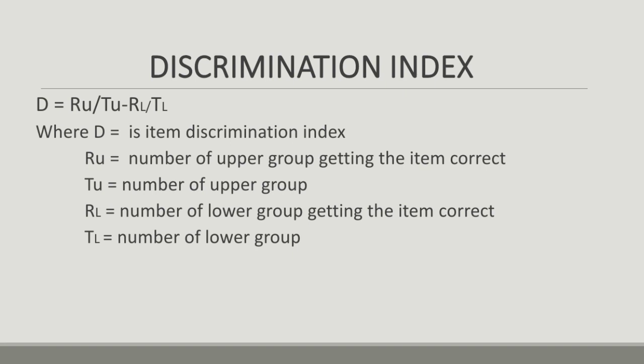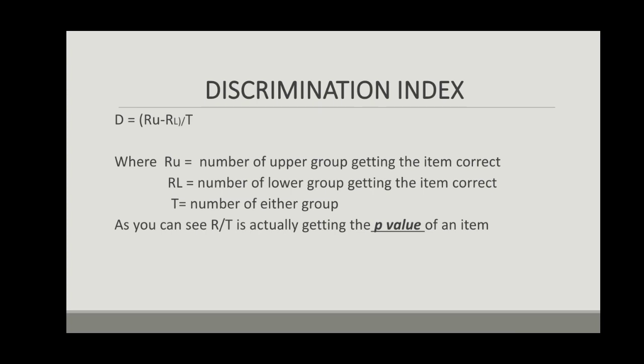Another calculation can bring about the same result: D equals (RU minus RL) divided by T, where RU equals the number of the upper group getting the item correct, RL equals the number of the lower group getting the item correct, and T is the number in either group. As you can see, R divided by T is actually the p-value of an item. So to get D, the discrimination index, is to get the difference between the p-value involving the upper half and the p-value involving the lower half.